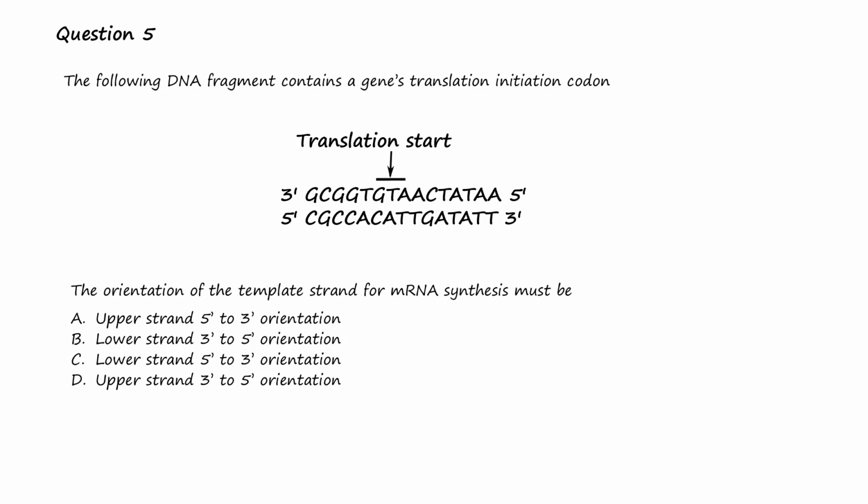Question 5. The following DNA fragment contains a gene's translation initiation codon. The orientation of the template strand for mRNA synthesis must be A. Upper strand 5' to 3' orientation, B. Lower strand 3' to 5' orientation, C. Lower strand 5' to 3' orientation, D. Upper strand 3' to 5' orientation.